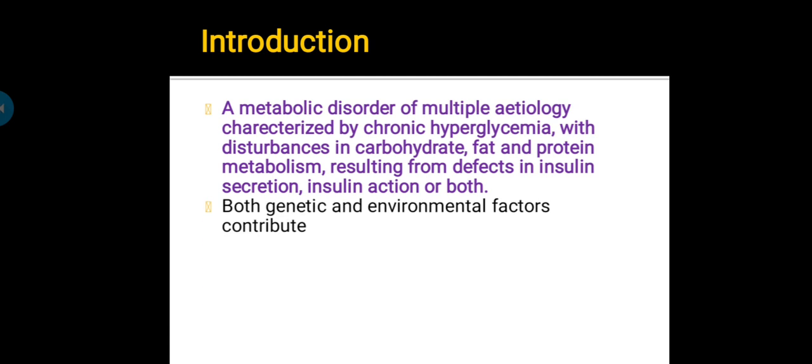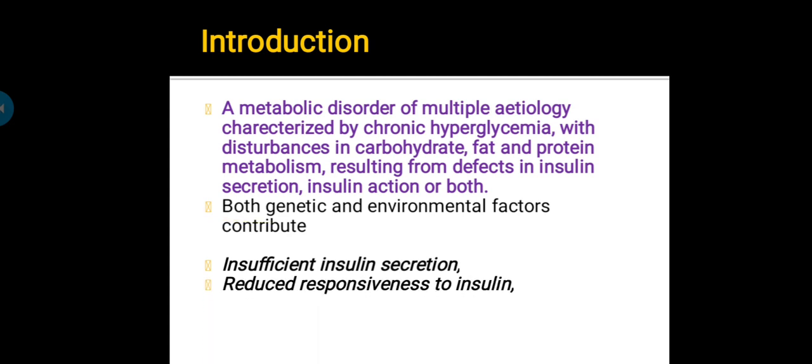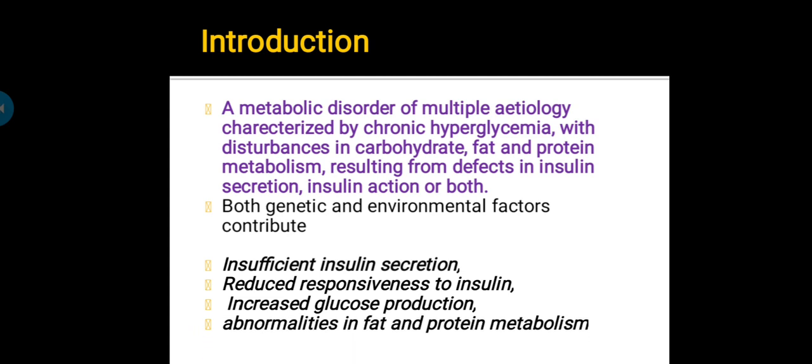So it is a spectrum of disease, and it is also a very important risk factor for cardiovascular disease. Both genetic and environmental factors contribute, and the main reasons are insufficient insulin secretion due to beta cell defect, and reduced responsiveness to insulin, that is a receptor level defect. Insulin receptors may be defective, so insulin cannot work properly and there is a chance of hyperglycemia. There can also be increased glucose production, mainly by the liver, and abnormalities in fat and protein metabolism.